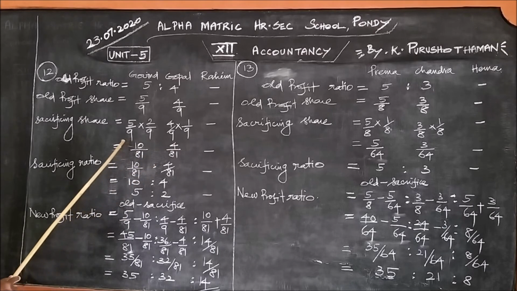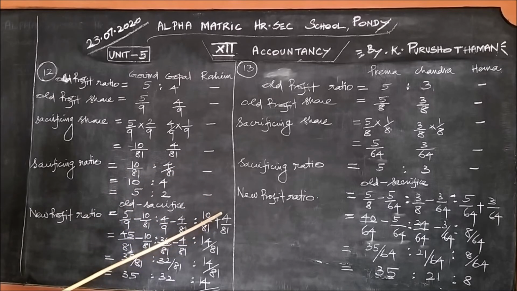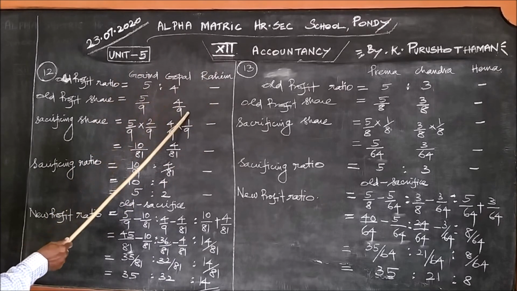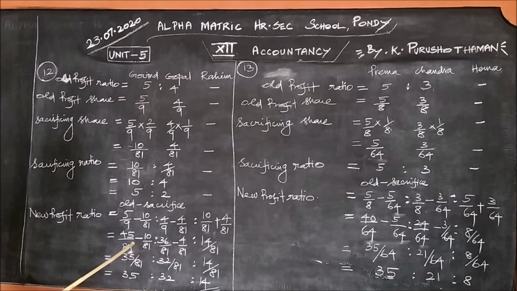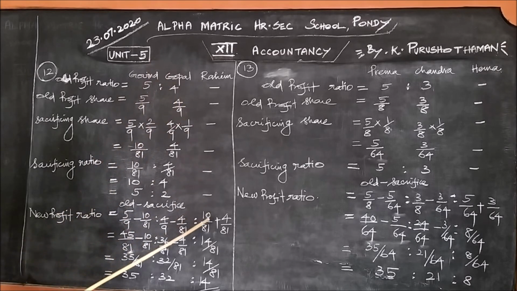For Rahim, the sacrifice made by Govind is 10 by 81, and the sacrifice made by Gopal is 4 by 81. Therefore, totally 10 by 81 plus 4 by 81. I said that these two are minus, whereas this is added. Why? You must remember Rahim is the receiver, whereas Govind and Gopal are losers. Since they are losing something, it is minus. Since Rahim is receiving from both, we add. Regarding Rahim's case, the denominator is equal, so we add the numerators and write 14 by 81.